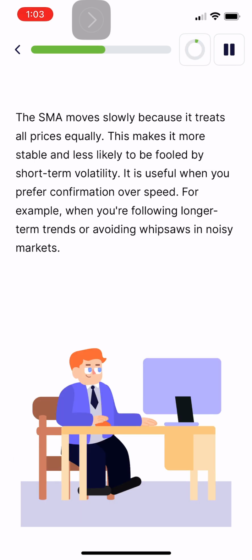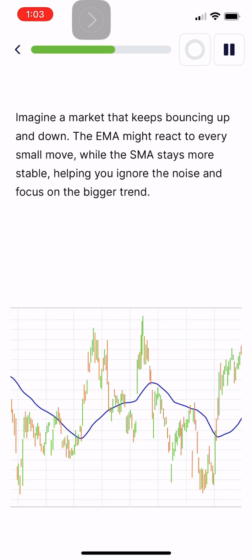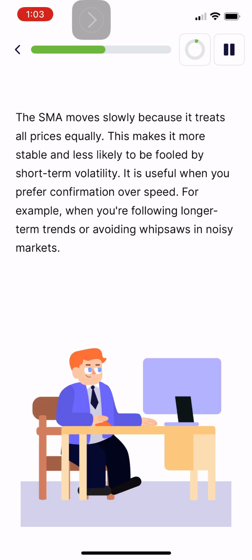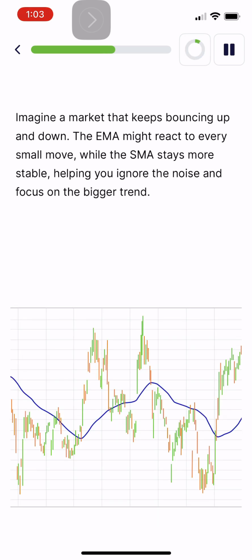The SMA moves slowly because it treats all prices equally. This makes it more stable and less likely to be fooled by short-term volatility. It is useful when you prefer confirmation over speed. For example, when you're following longer-term trends or avoiding whipsaws in noisy markets. Imagine a market that keeps bouncing up and down. The EMA might react to every small move, while the SMA stays more stable, helping you ignore the noise and focus on the bigger trend.